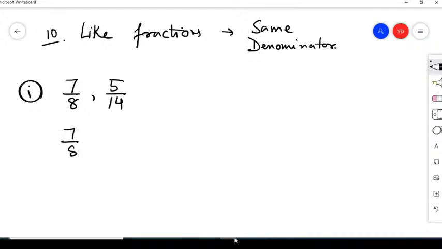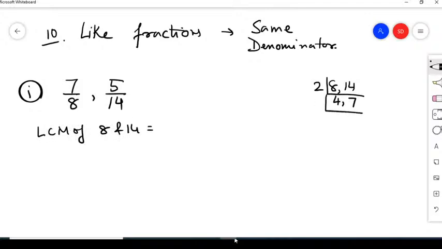So 7 by 8 we have to do something with. Now what are we going to judge? We have to see whether 8 can be converted to 14 by a simple multiplication or division. No, because 14 is not a multiple of 8. So what we have to do is find out the LCM of the denominators. So let us find the LCM. So you write here LCM of 8 and 14 equals to. Now I'm going to do this in the rough. 2 twos are 7, 2 ones are 7, 7.